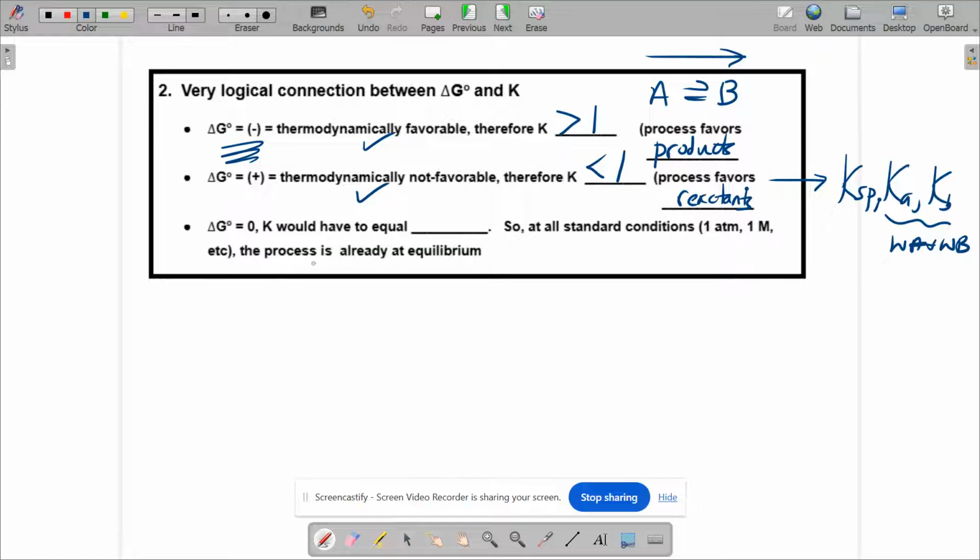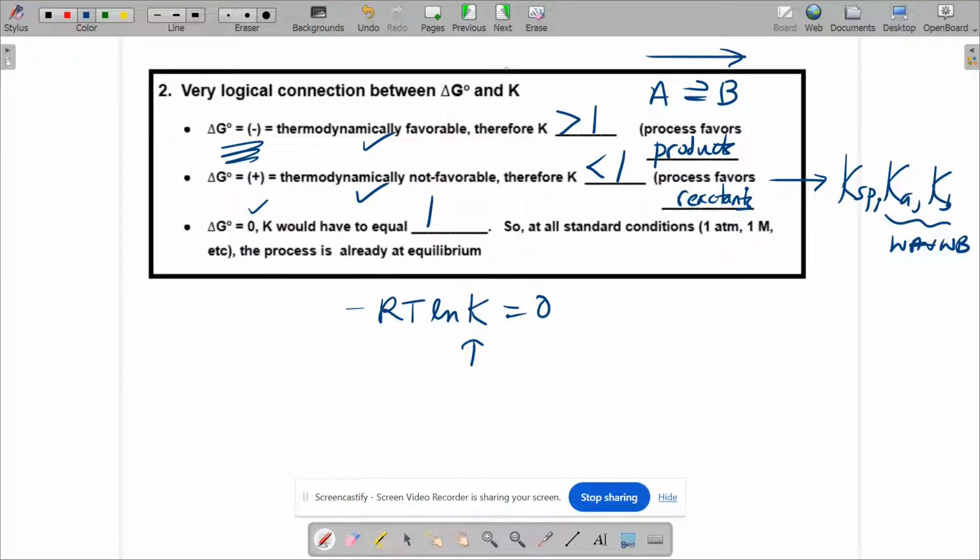So what about delta G equal to 0? If you look at our formula, for that to be 0, K would have to be 1. That means at standard conditions, at 1 atm and 1 molar, we're already at equilibrium, so there's no reason to go in the forward or the backward direction. We're not driven to do anything. We're already at equilibrium. That does happen. A lot of reactions go through a point, at some temperature, where at standard conditions they actually are at equilibrium.